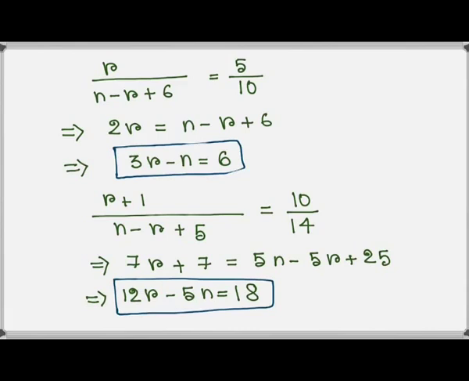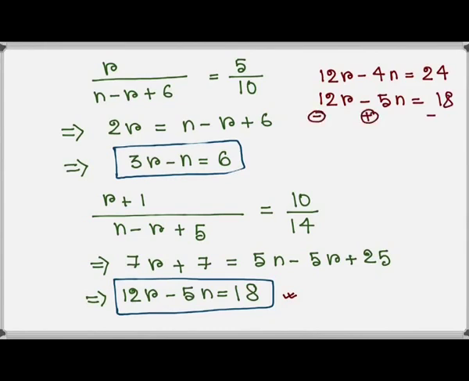So we have 3r minus n is equal to 6. If we multiply this equation by 4, then we get 12r minus 4n is equal to 24. Then we subtract the equation 12r minus 5n is equal to 18 from here. We get n is equal to 6. So therefore we have found out the value of n from here.